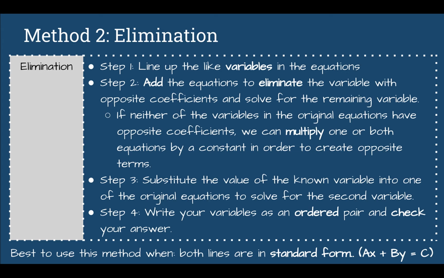If neither variable has opposite coefficients, and we'll look at what this means in a minute, then we can multiply one or both equations by any constant to create opposite terms. Once we figured out the value of that first variable, then the steps are just like we did before. You're going to substitute it back into one of the original equations, solve for the other, and then you're double checking your answer by also doing the same in the other equation. And then again, you would write your answer as a coordinate point. And then this method is best to use if both lines are given in standard form, where it's ax plus by equals c. And you'll see all of our examples, they're going to look like that.